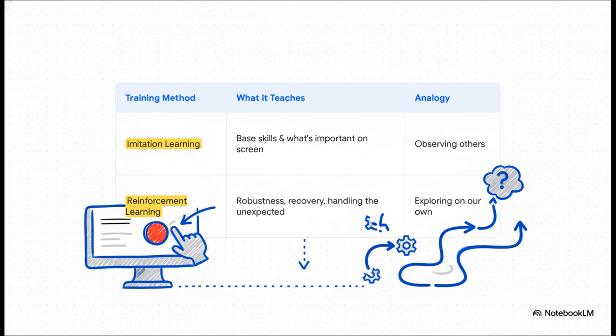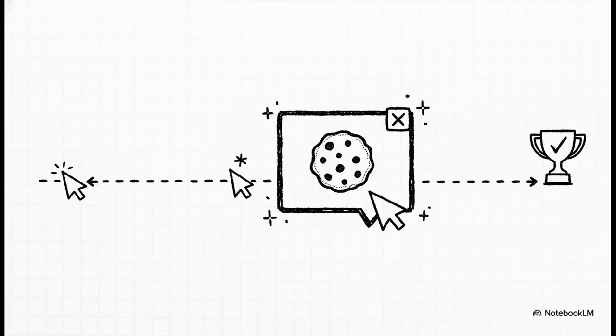Imitation learning is like going to school. It provides the foundation, it teaches the AI what a button looks like, and that clicking it is probably more important than clicking on some random empty space on the page. But reinforcement learning, that's like getting real-world experience. It's where the true power comes from. It teaches the AI how to be resilient, how to fix its own mistakes, and how to deal with stuff it's never seen before. And this right here is the game changer.